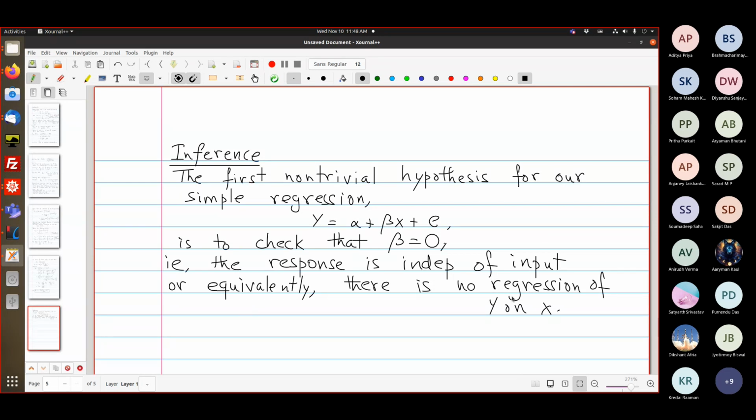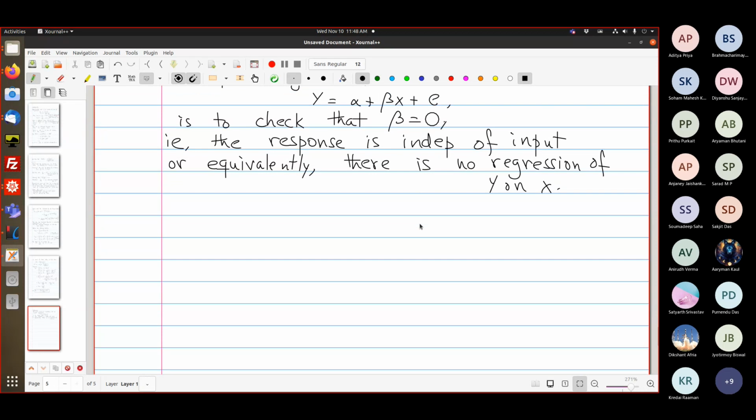Okay, so no regression of y on x means y simply does not depend on x. If beta is 0, y is just alpha plus some error. Right? Okay, so let us see how to check this.